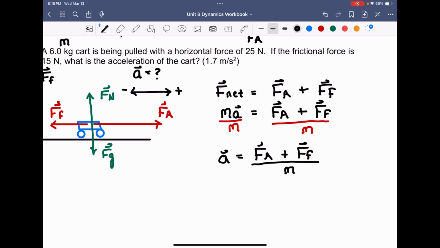We do not drop the vector symbols until we've either substituted the number in itself or we've assigned the sign directionally to both of these quantities. But because we haven't assigned any directional quantity to these yet, we're just going to leave them as FA with the vector symbol, FF with the vector symbol.